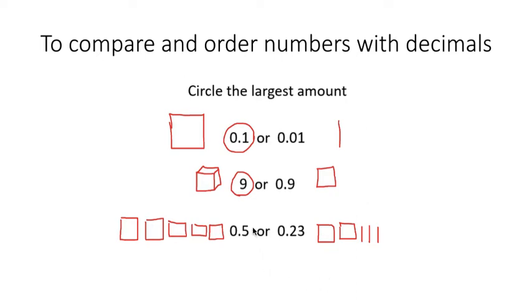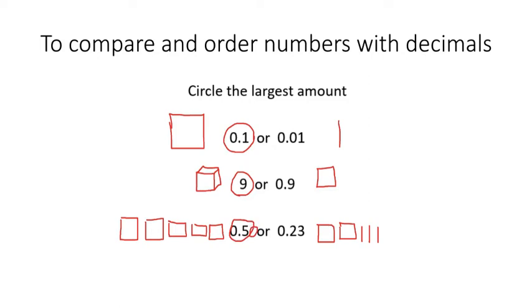Another way of looking at it is this 0.5 has got no hundredths. It's got none. So which is bigger? 0.50 or 0.23? Let's think of them as money if you like. This was 50p and this was 23p. Which is bigger? Again, you can probably tell which is bigger from that. It is the 0.5.